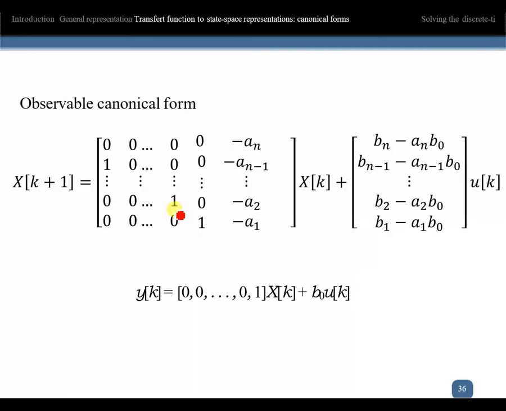Observable canonical form: the last row of the matrix A of the controllable form becomes the last column of the observable.